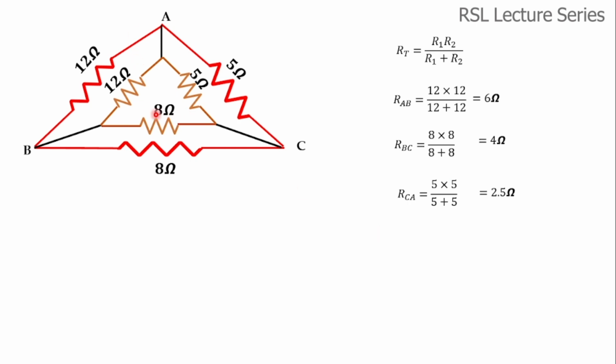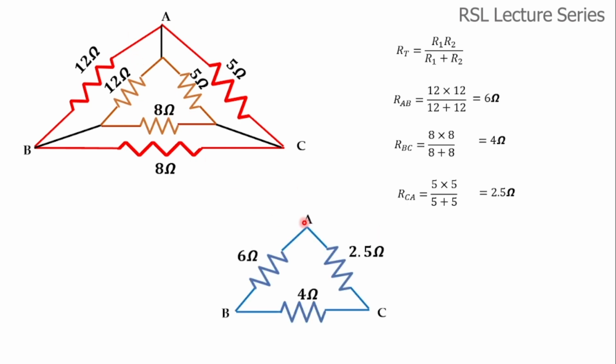So now this circuit gets reduced into a single delta equivalent. This is the single delta. Now we should not disturb this BC terminal. If you see here, these two resistors are connected in series. Only one end of both the resistors is connected to the terminal A. So it is a series connection, so we can add them.